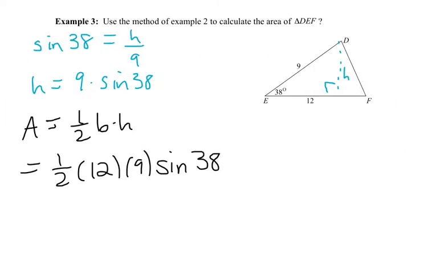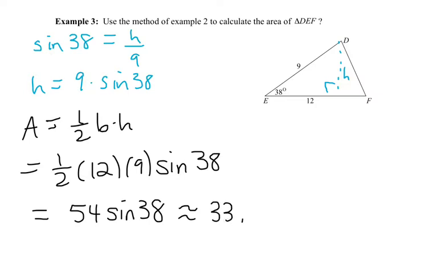So again, exactly, I can calculate this. 6 times 9, 54 sine 38 is my exact answer. My approximate answer is 33.2.